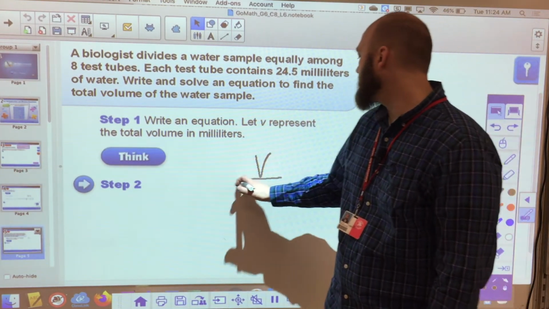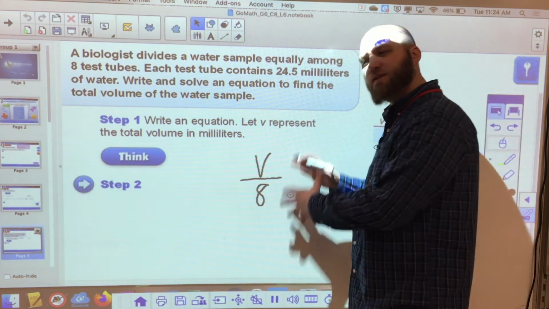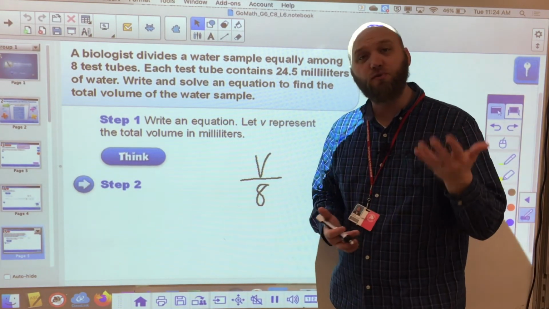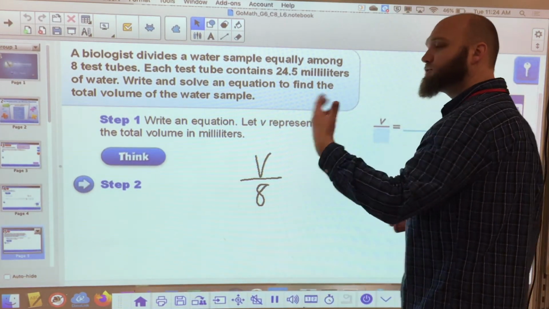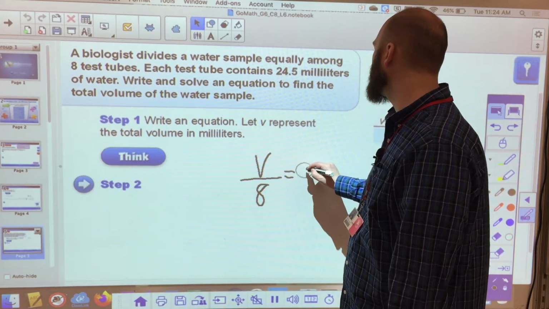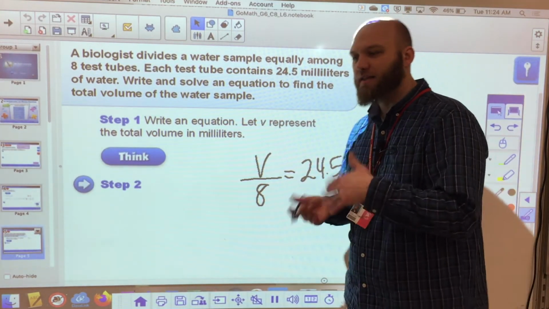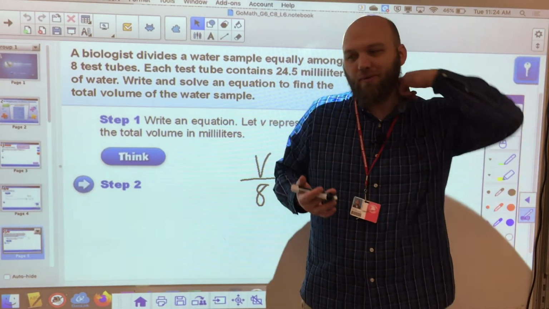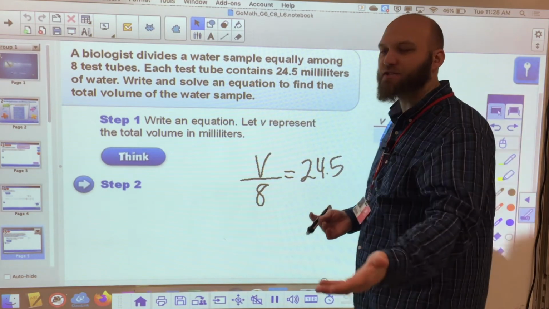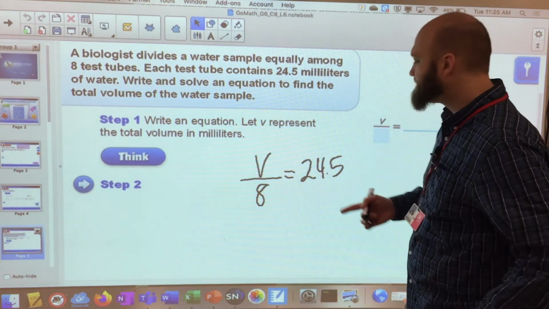V is then going to be divided equally into 8 test tubes. So you can see where my expressions and my equations can follow right along with a verbal story, right? So if I have V, the total volume divided into 8 test tubes, and each test tube is going to end up with 24.5 milliliters. At this point, I do want to answer in the unit, but I don't really care that they're milliliters at this point. I just need to solve for the numbers, right? The only way that it's going to factor in until the very end for my unit is if I'm converting units, and we're not doing that right now.